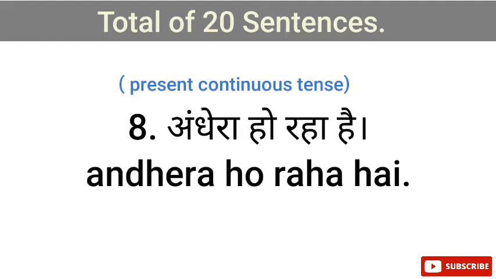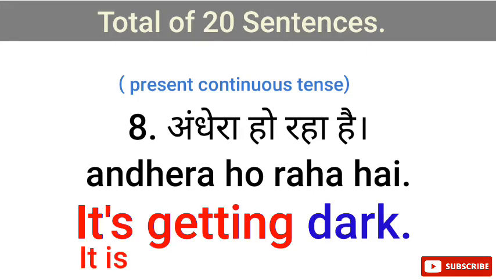Sentence number 8, the present continuous tense. अंधेरा हो रहा है. It's getting dark, or you can say it is getting dark.